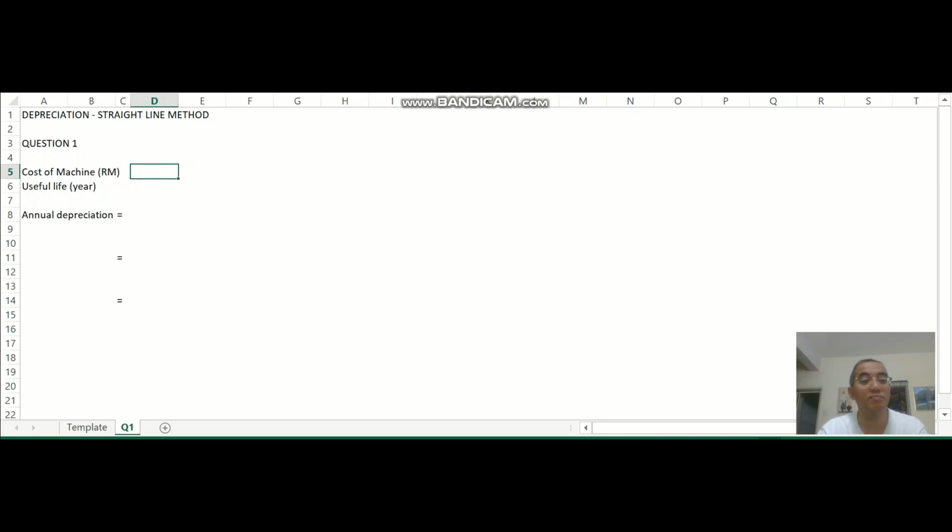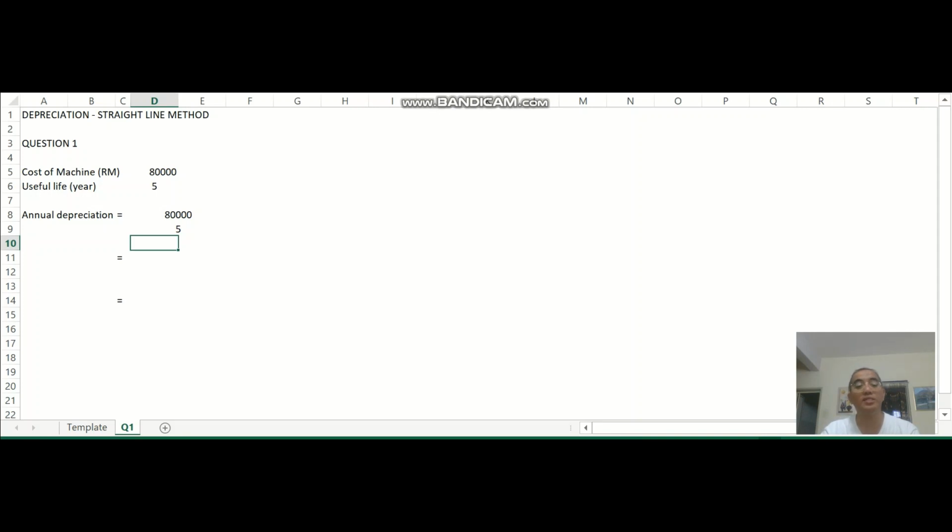The machine cost is 80,000, so I just put 80,000 here. And the useful life, we can say that we expect the machine to be used for 5 years. So we put 5 years. To calculate the annual depreciation, we take the cost of the machine, 80,000, and divide by the useful life of the machine, that is 5 years.